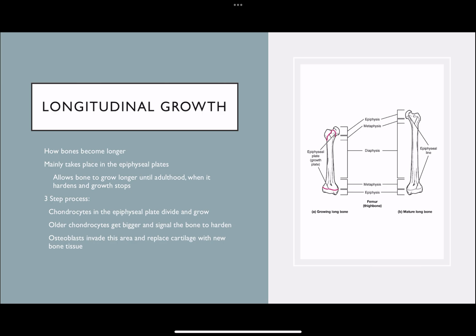This usually happens by late teens or early 20s, and the longitudinal growth stops at this point because there is no more cartilage left to turn into bone.